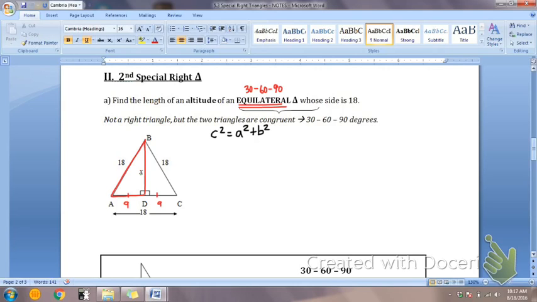Adela, what's the C squared in this example? Which one's my C value? 18. Good. So then we have 9 squared plus x squared. Go ahead and solve this out. You know how to do it. I'd like a radical answer, please.